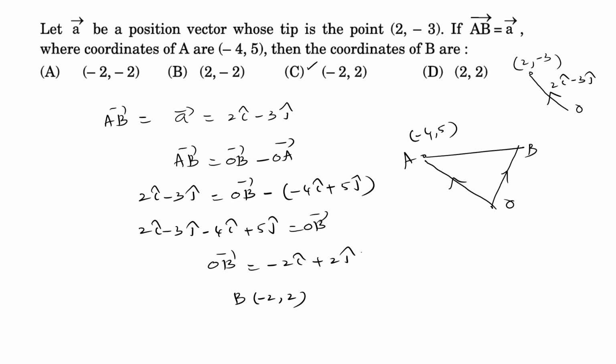What they mean by this wording, that A is a position vector whose tip is the point 2, minus 3. That means this small a is some point P whose position vector is 2i minus 3j. They want us to understand that this AB vectorially is nothing but 2i minus 3j. This end point is what we don't know. We don't know the position vector B. Using triangle law of addition, we can say that AB is equal to OB minus OA. From there, we will obtain OB vector. Then we get the coordinates of the point B as minus 2, 2, which is option C.